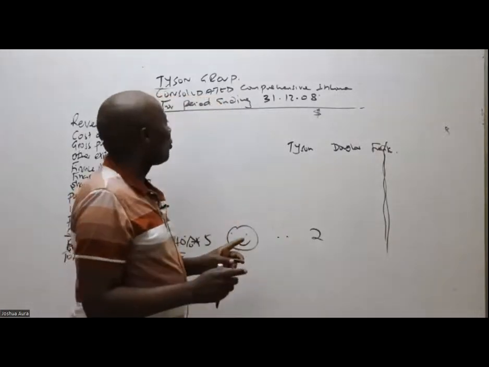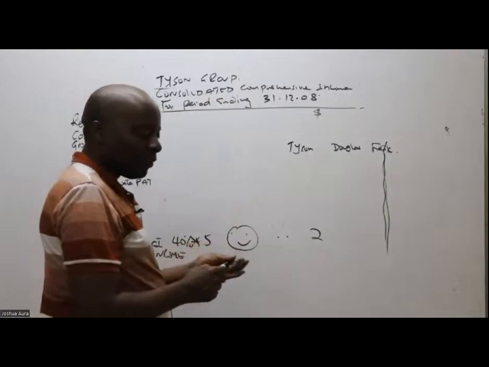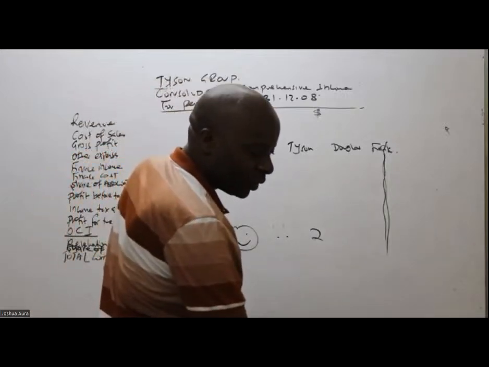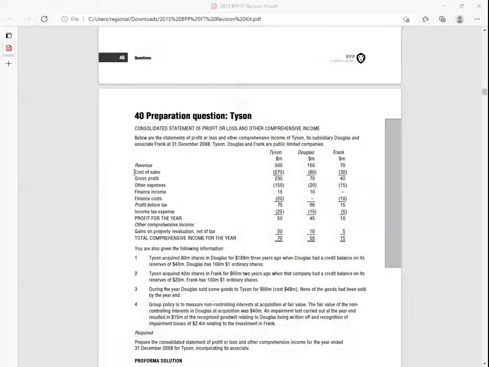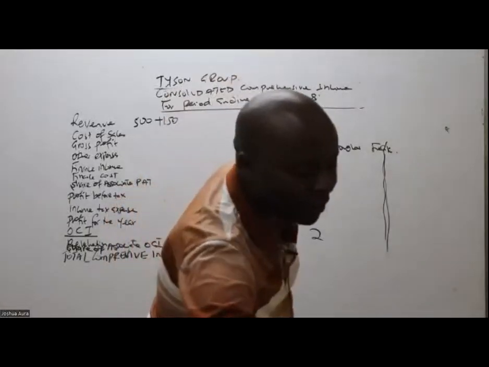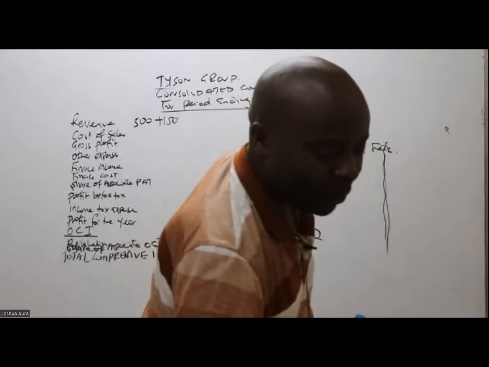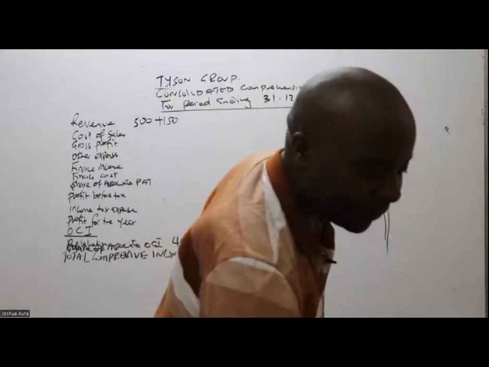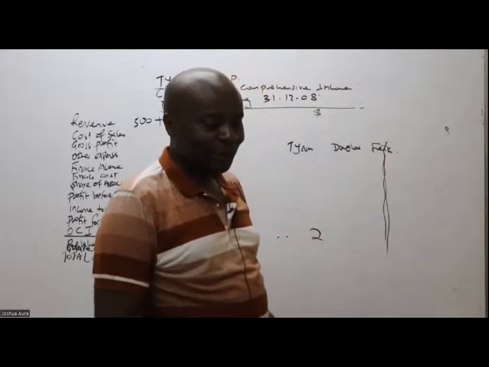So for instance, revenue: I will take revenue of Tyson, the parent, 500 plus 150. Like that. Don't take the calculator yet, 500 plus 150. Here we are very lucky because we are not doing time apportionment. Could you kindly tell me, why are we not doing time apportionment here? Can somebody tell me?